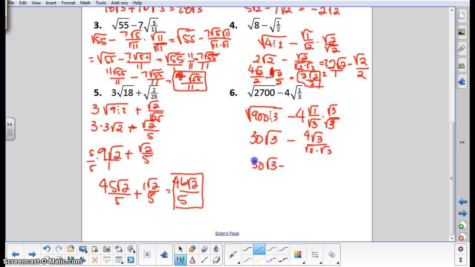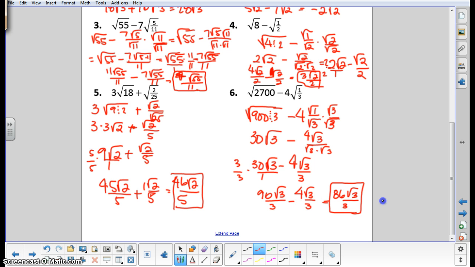So 30 root 3 minus 4 root 3 over 3. Now we can combine these because these are both square root of 3. We can combine them by finding that common denominator, which is 3. So this is 90 root 3 over 3 minus 4 root 3 over 3. And since the root 3 is the same and the over 3 is the same, we can say 90 minus 4 is 86 root 3 over 3. And that's our answer.